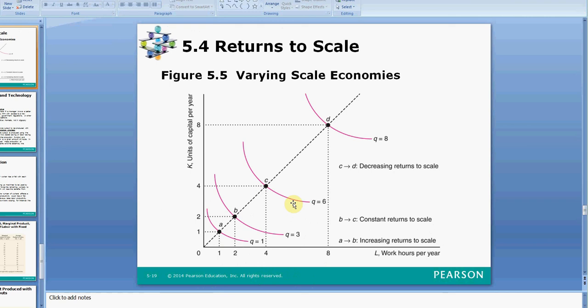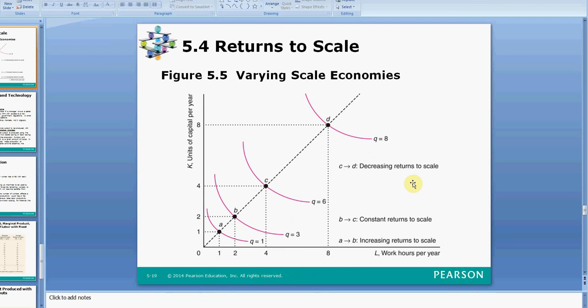And then the final concept is decreasing returns to scale. At point C, if we were to double all of our inputs, going from a combination of 4-4 to 8-8, notice that the firm's output goes up less than double. It doesn't go up to 12, it doesn't go up to 14, it goes up less than double, only to 8 units of output. That would be decreasing returns to scale.